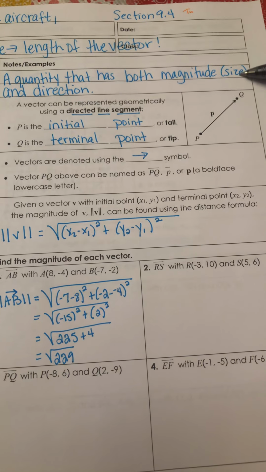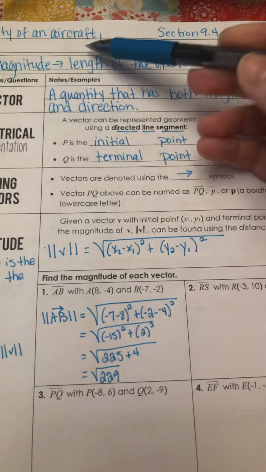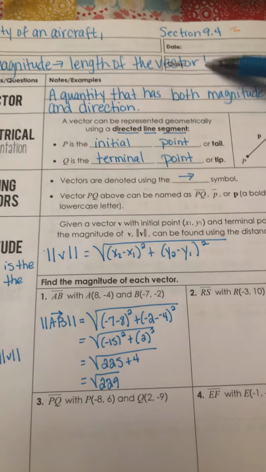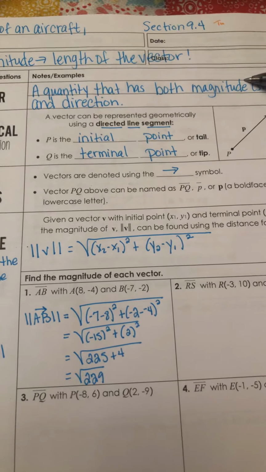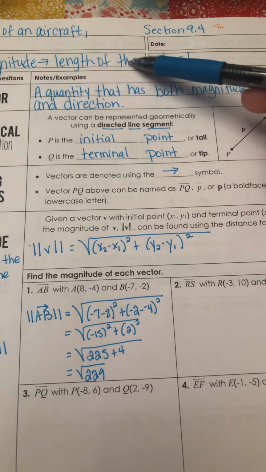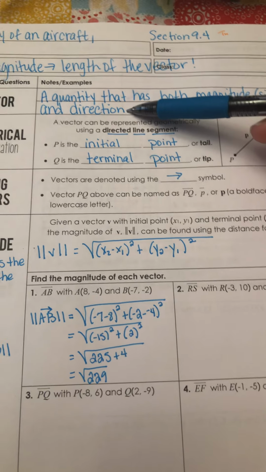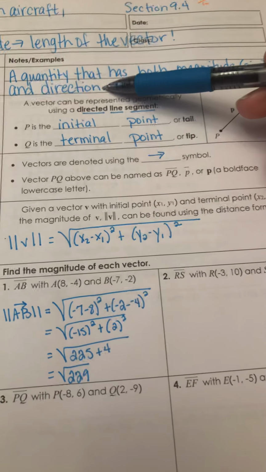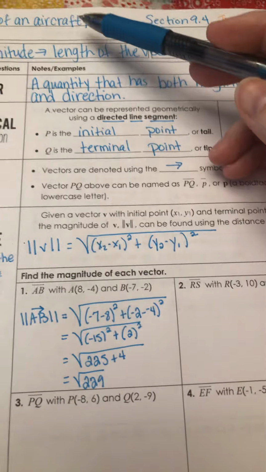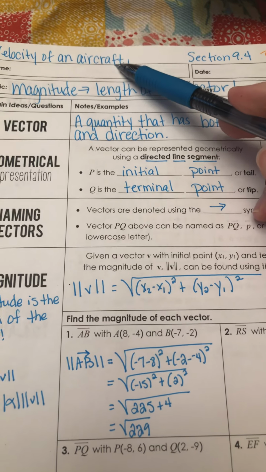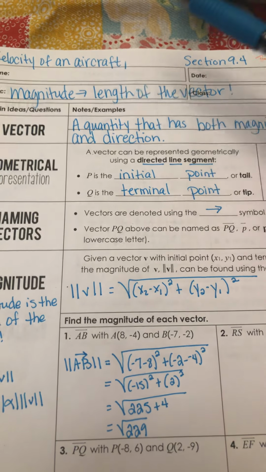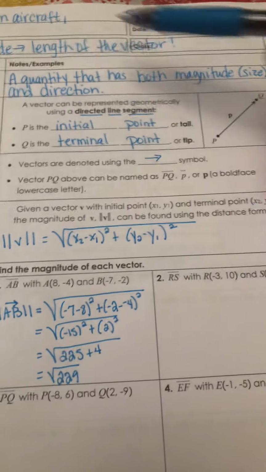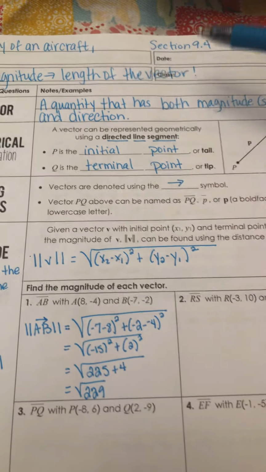Magnitude is the size or length of your vector. And then, of course, there's also direction. Vectors are used a lot in physics in that they tell you the velocity or the speed of an aircraft, and the direction, of course. So that's why a vector would be important.